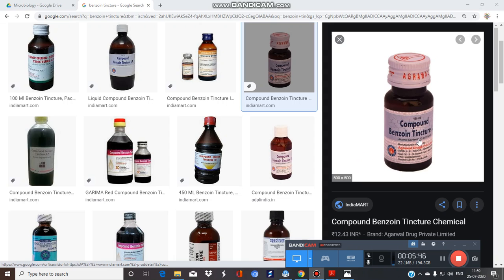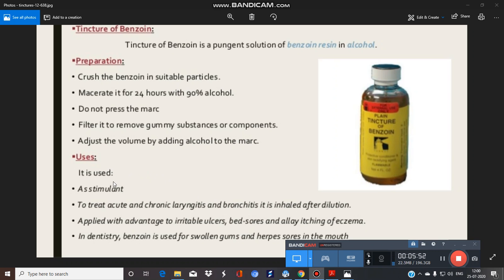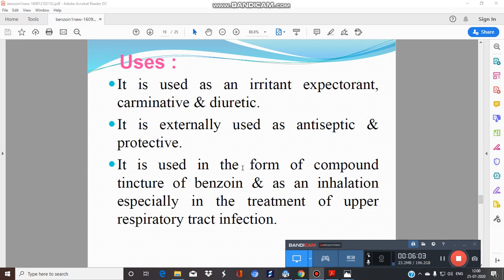Uses: there is a very famous formulation of benzoin, that is compound benzoin tincture. This tincture is used as a stimulant and in case of bronchitis also. In the form of inhalation it is very much used, especially in the treatment of upper respiratory tract infection. It is also used as an antiseptic and as a protective.